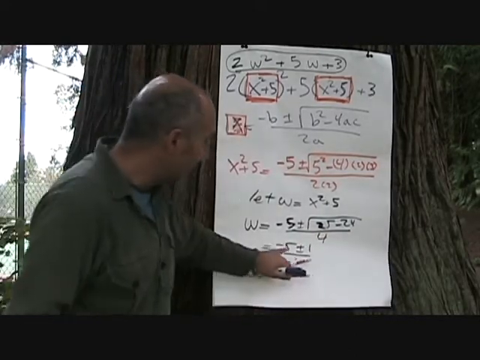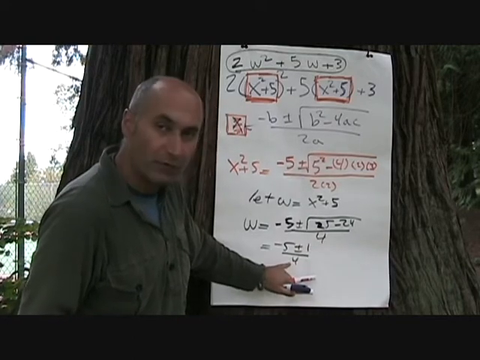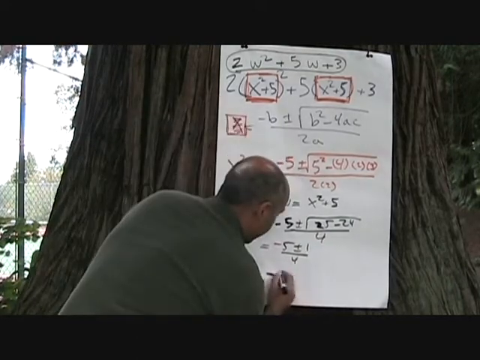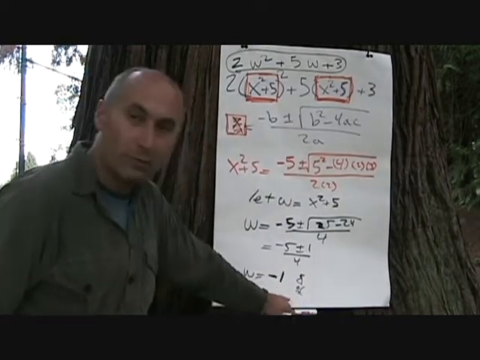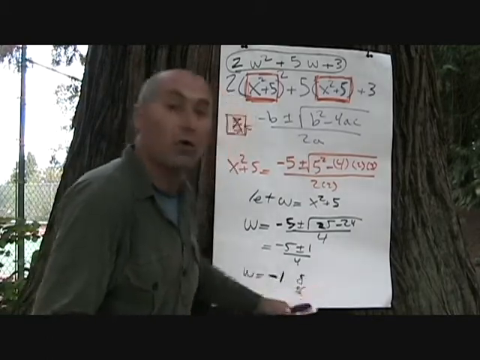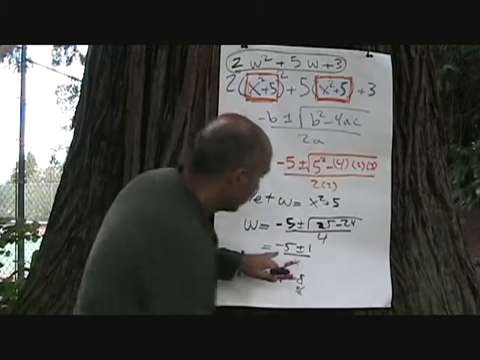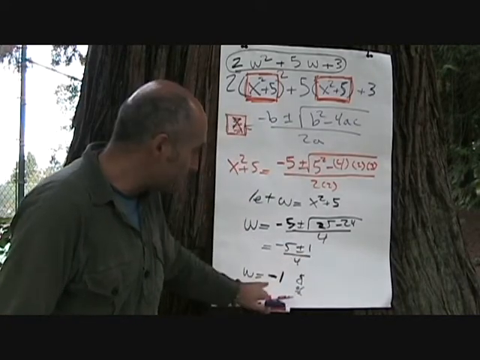W is going to be negative 5 plus 1, which is negative 4, divided by 4 is going to be negative 1. And, or, if you want to think about it, it's an or, but it's an inclusive or, okay? So it's this or that or both. So negative 5 plus 1 was negative 4, divided by 4 is negative 1.